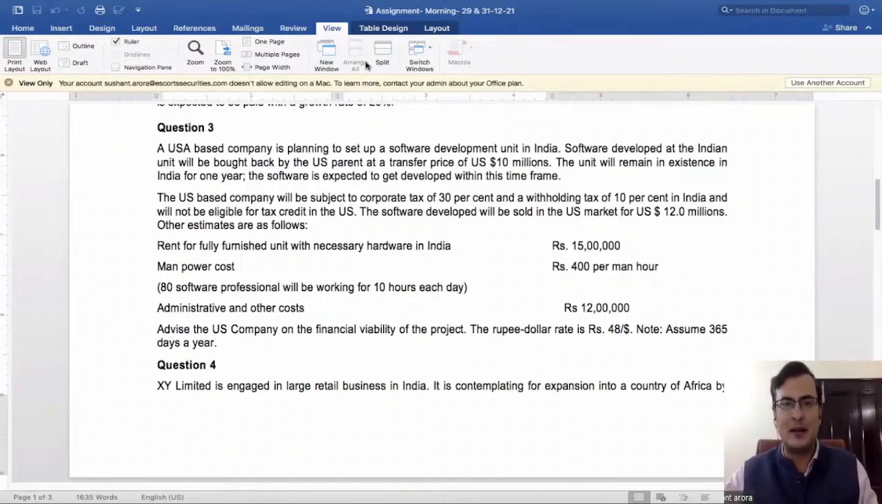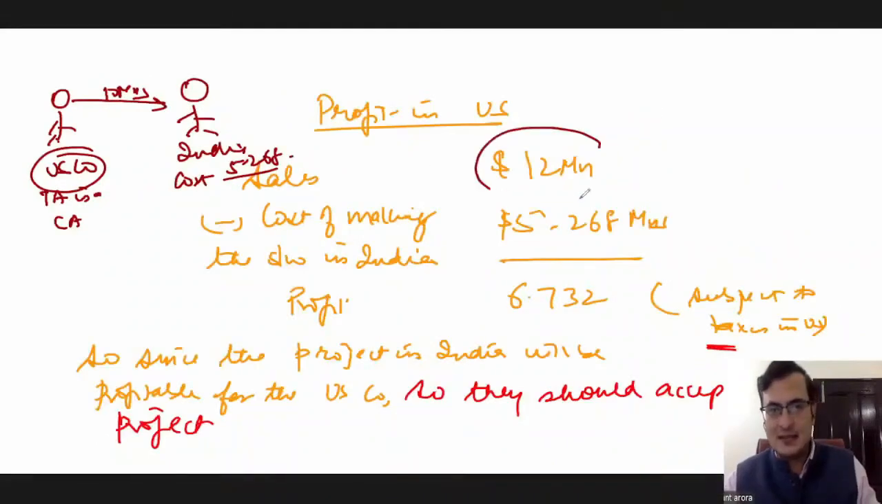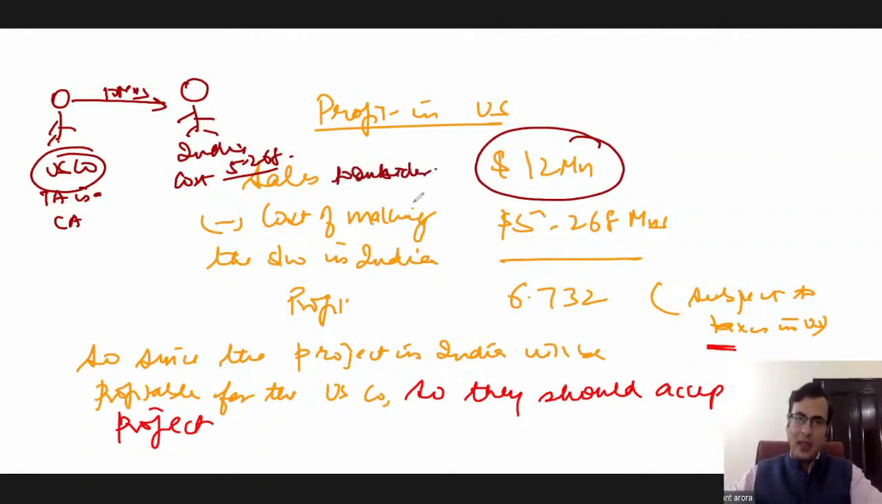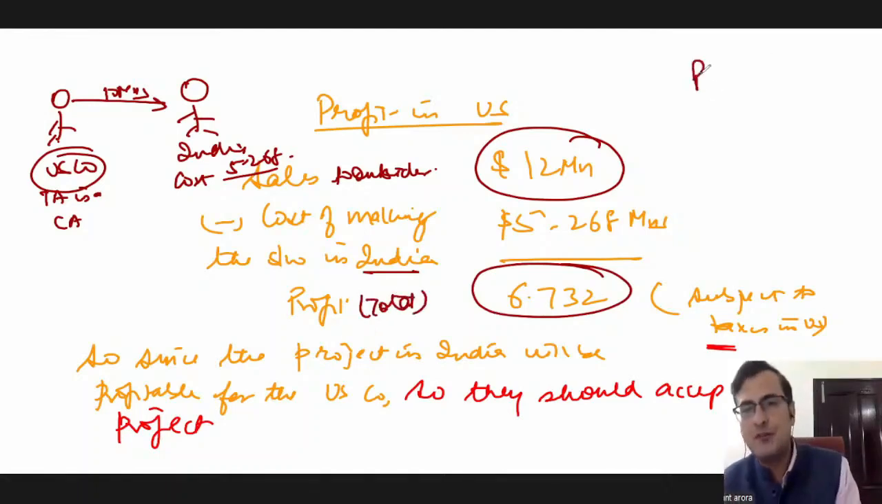You are getting my point, beta. Please let me know, Akash, if that is clear. So ultimately, their profit is, this is sales to the outsider, 12 millions. And the cost of making software in India is 5.268. So ultimately, this is their profit total.